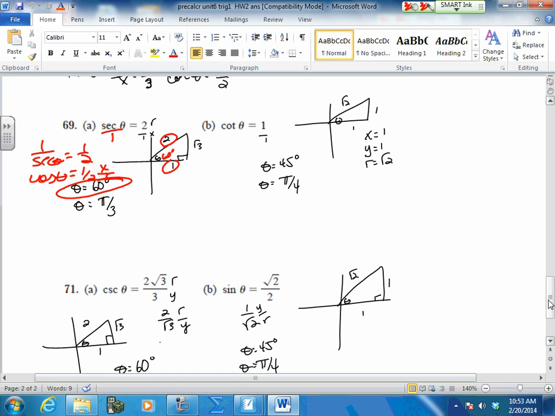Cotangent. Cotangent is the reciprocal of tangent. So instead of y over x, I have x over y. Since I don't have one, I put it over 1. What happens when both x and y sides are 1? What's my reference angle? 45. When both sides are the same, I have an isosceles right triangle, I have a 45-degree angle. So this is all I needed to know out of that.